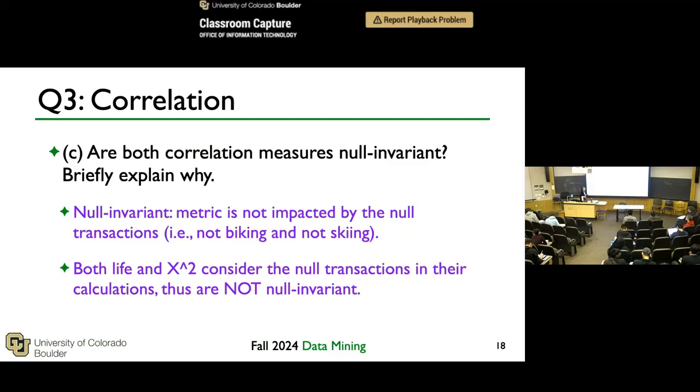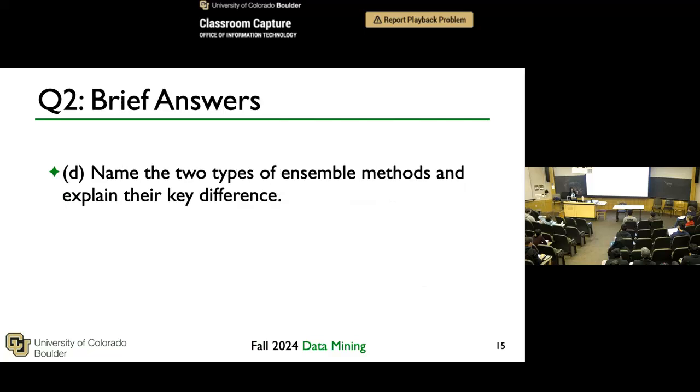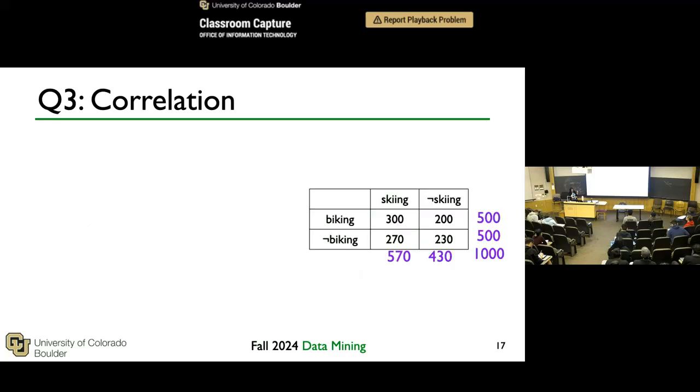There was a question? Yes. Can you explain why lift doesn't factor in? Okay, yeah. So the question is why lift is not null invariant. If you look at the formula, let me go here. Okay, so this is the calculation of lift. If you look at the formula, it's the probability of A union B, A and B occurring together, and the individual probability of A and the individual probability of B.